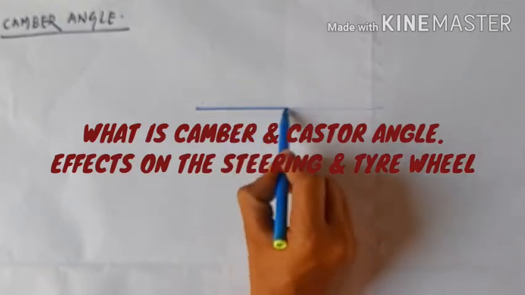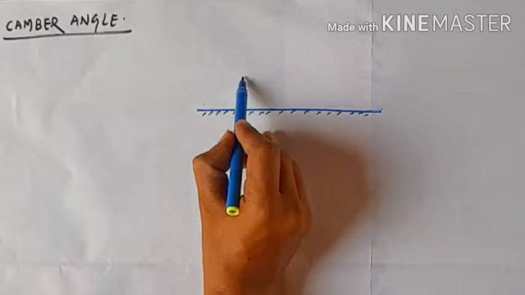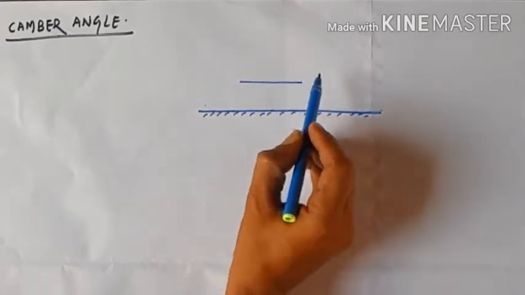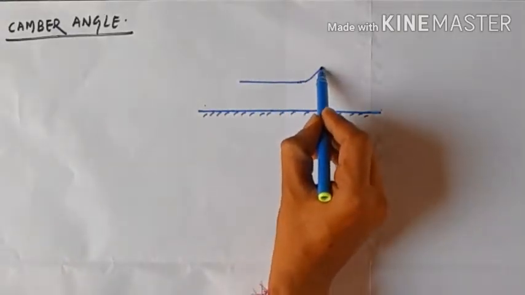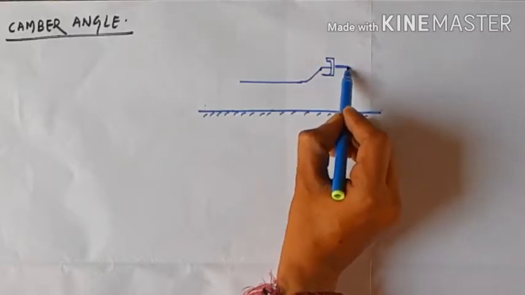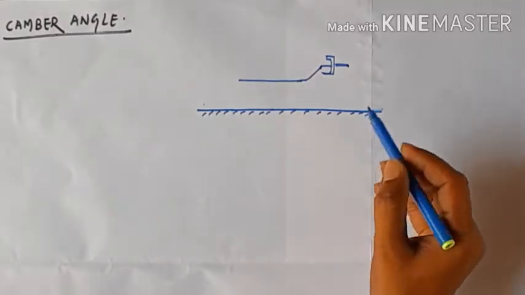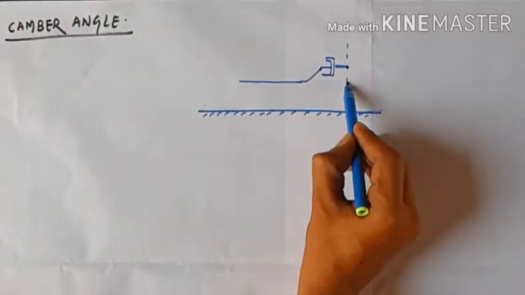Okay, this is your road surface. Here we put two wheels, and firstly, suppose this is your front axle, and this has a joint like this. Now here we mark a center line, just like this, a vertical line.